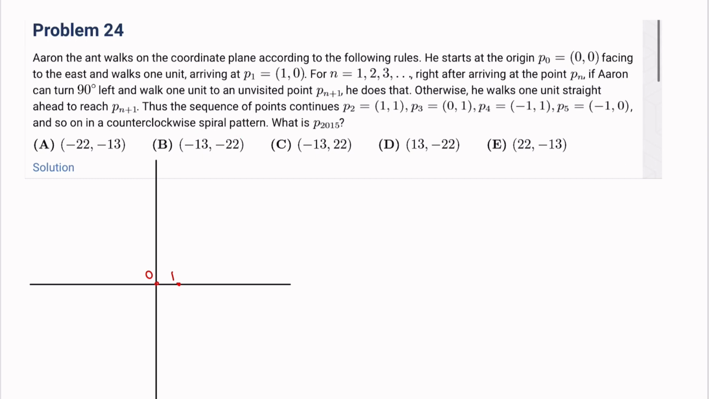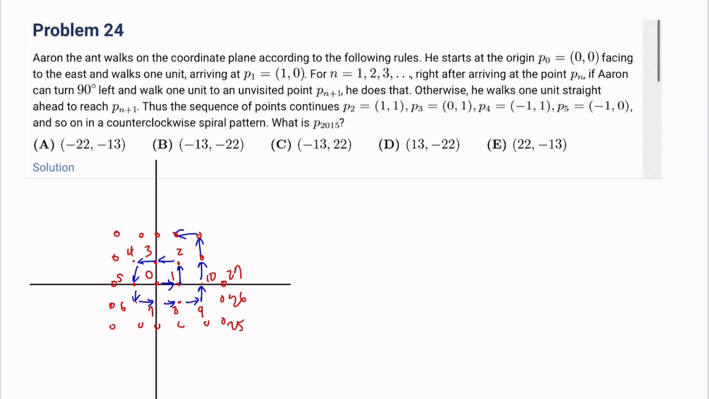And so P2 would go here, 3, 4, 5, 6, here's 7, here's 8, here's 9, here's 10, right? And so it will go like this, and it will go on a counterclockwise spiral pattern forever. And if we just connect all of this, this will be 11, 12, 13, 14, 15, 16, 17, 18, 19, 20, 21, 22, 23, 24, 25, 26, 27. This is 27, this is 26, this is 25, right?